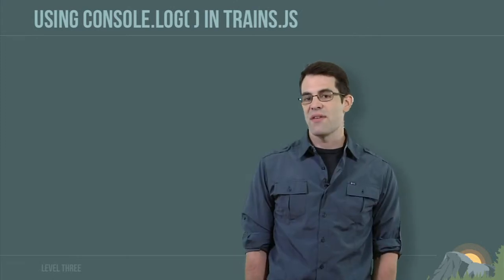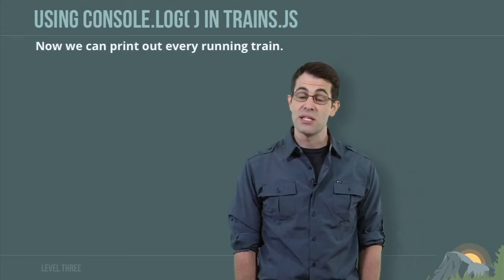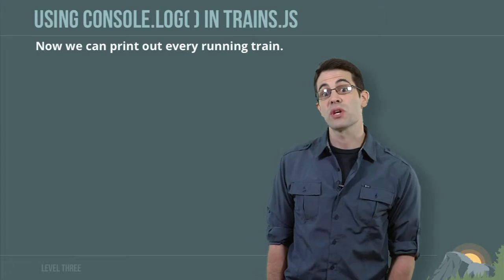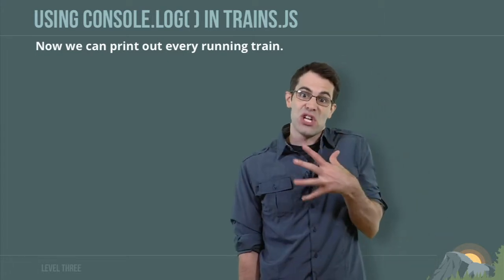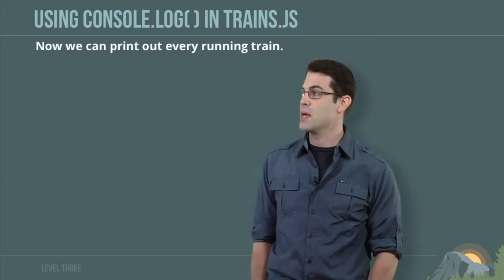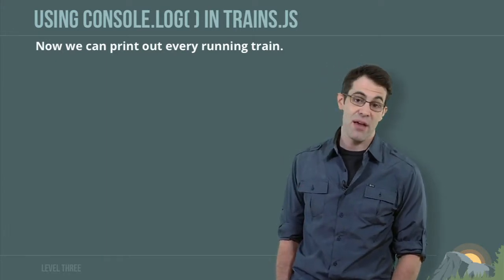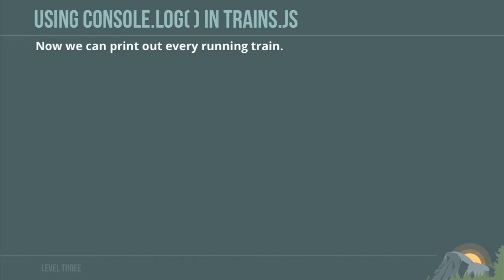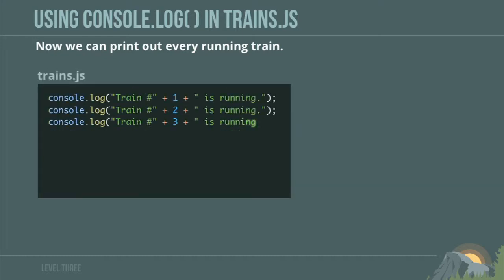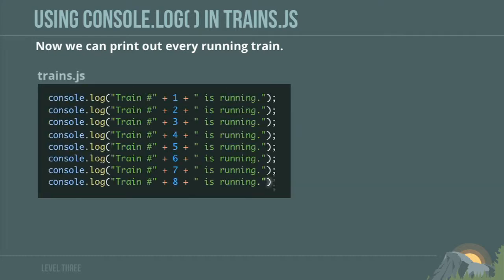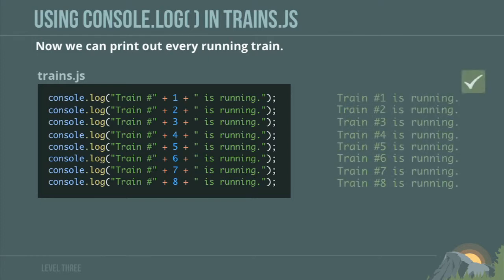So now we kind of have a way to get our messages printed to the screen so that the user can see them and they won't stay just inside the compiler itself. We can use console.log inside of our trains.js file to print out every running train. So let's do that. Here's every last one of the running trains. Wow, and let's see what we get. Every single one prints in order, and we see exactly how many trains are running and which ones are running.